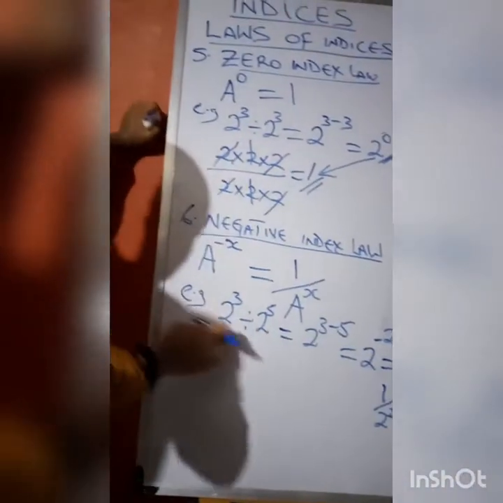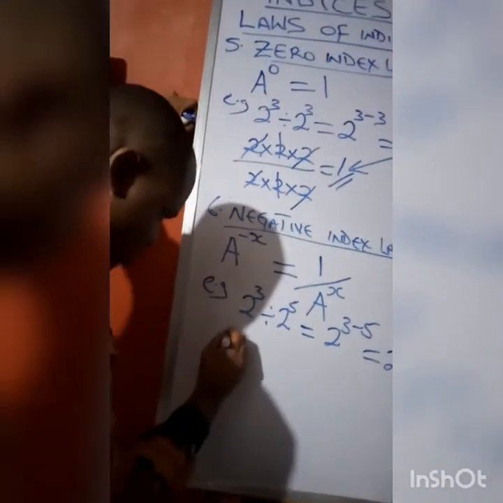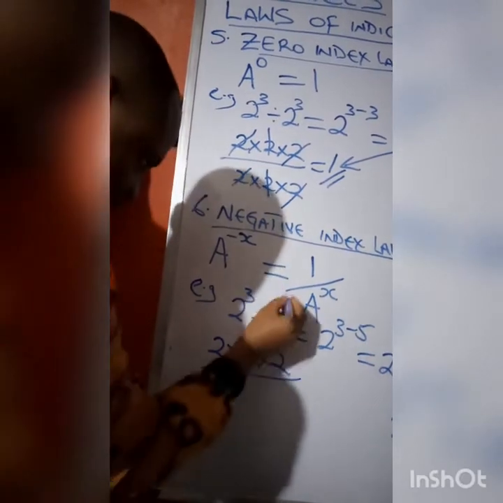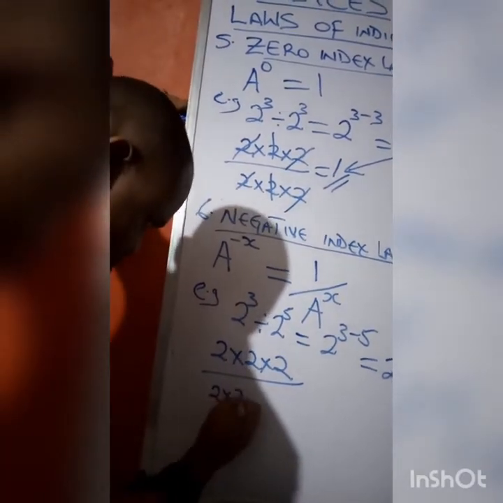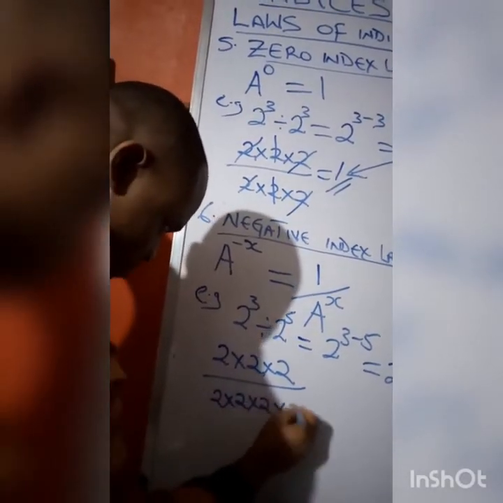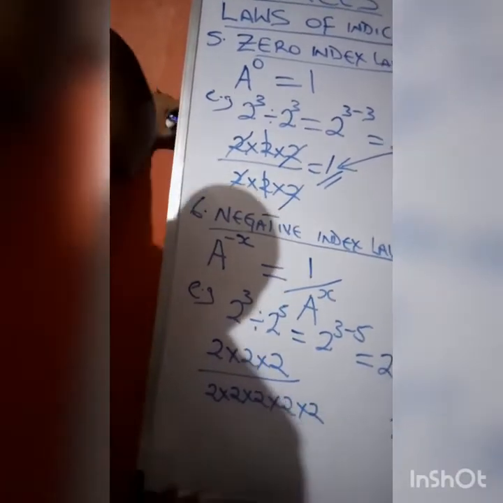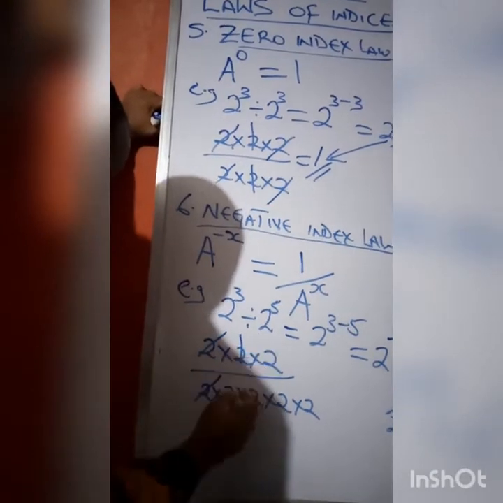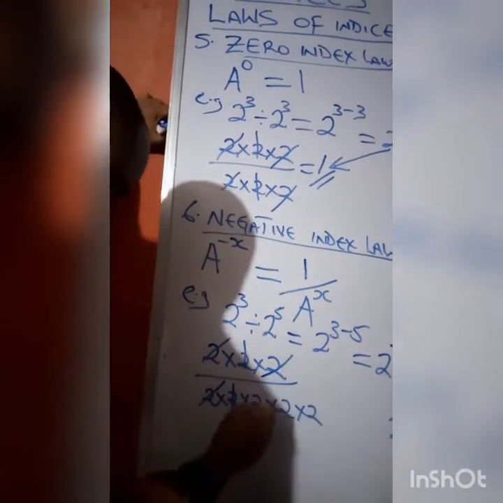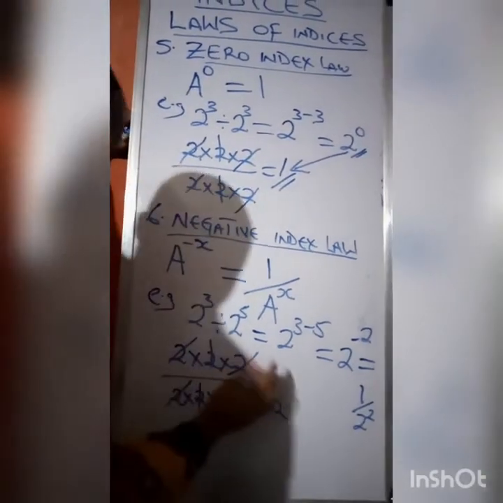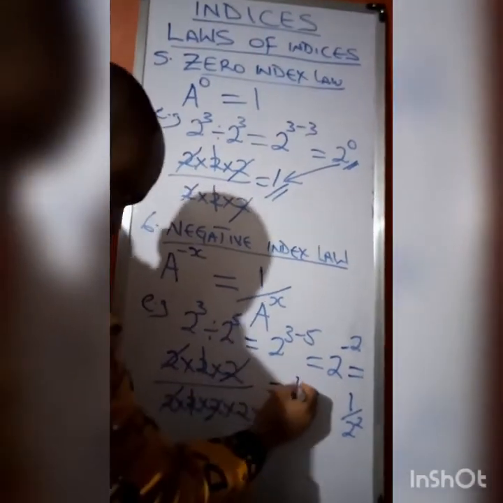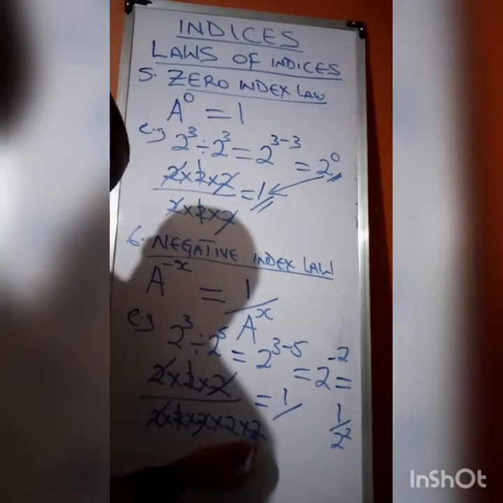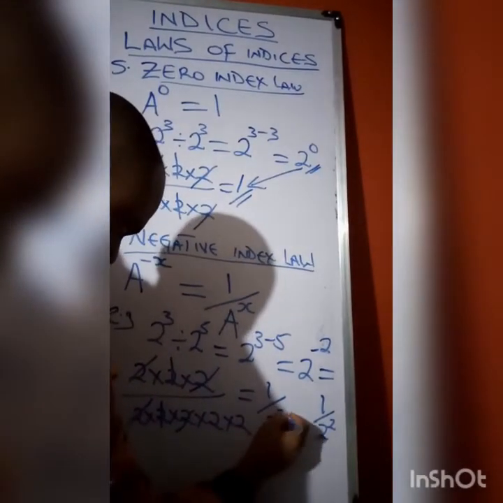So let's do this. 2 raised to power 3 is 2 times 2 times 2, all over 2 raised to power 5, which is 2 times 2 times 2 times 2 times 2. That's 2 in 5 places. We cancel this 2, we cancel this, we cancel this. I am left with just 1 in the numerator, all over... how many 2s in the denominator? 1, 2. That's 2 raised to power 2.